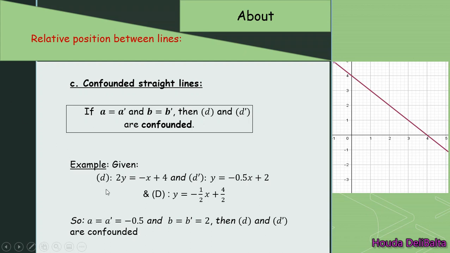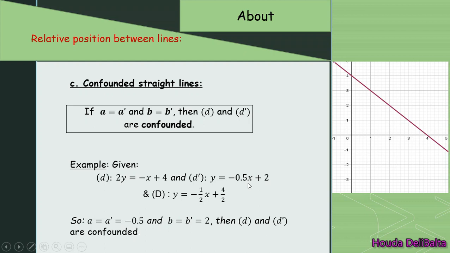For example, if line D is 2y equals minus x plus 4, and I'm going to make it in the reduced form, I make it y equals minus x over 2, which is minus 0.5x plus 2. And the other line, capital D, as I told you, we use letter D in its two cases, and capital D is y equals minus half x plus 4 over 2. At first look, it seems that they are different, but indeed they are equal, because minus 0.5x is exactly equal to minus half x, and 2 is exactly equal to 4 over 2.